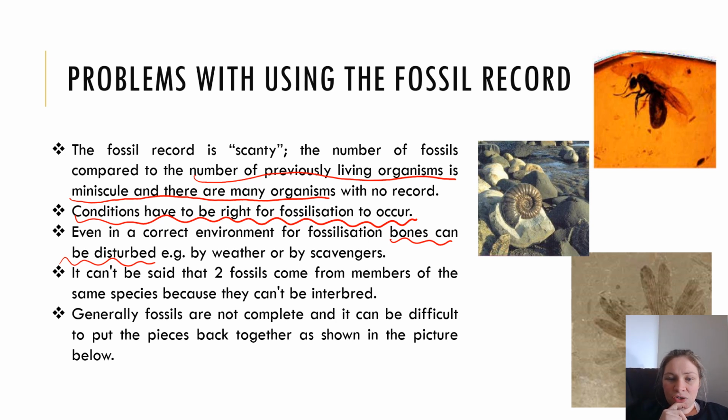It can't be said that 2 fossils come from the same species because they can't interbreed, so that's another complication. And generally fossils are not complete, and it can be difficult to put pieces back together, as shown in the pictures below. Okay, so this one here, although we've got technology that helps us to do this a bit better, it's still not 100% accurate to what the organism was initially.